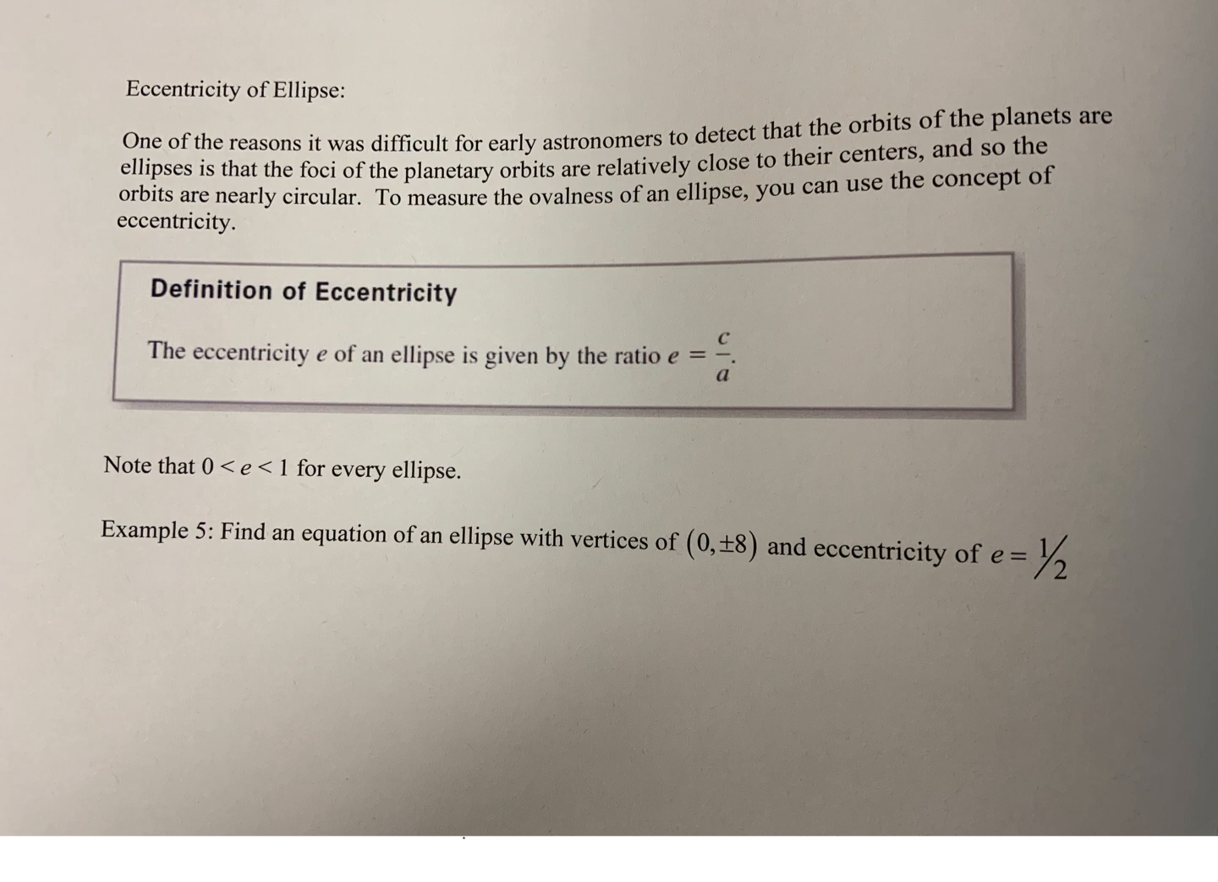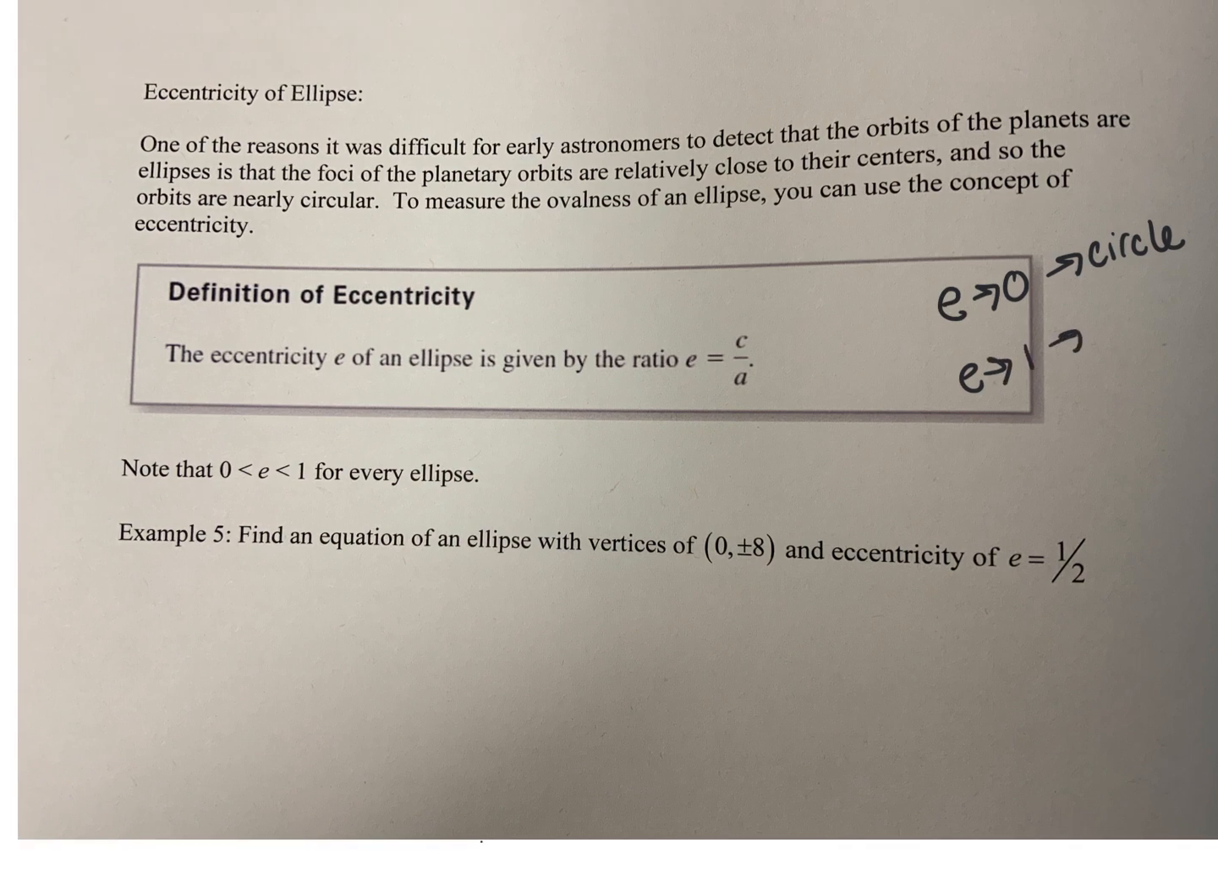Eccentricity is how round this oval is or how stretched out the ellipse is. The closer e gets towards 0, the more of a circle it looks like. And the closer e gets to 1, the more it looks like an oval or an ellipse. So we have this formula that says e equals c over a.